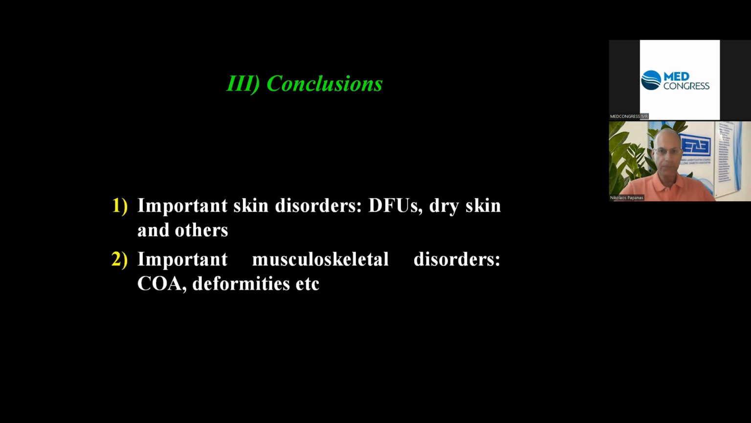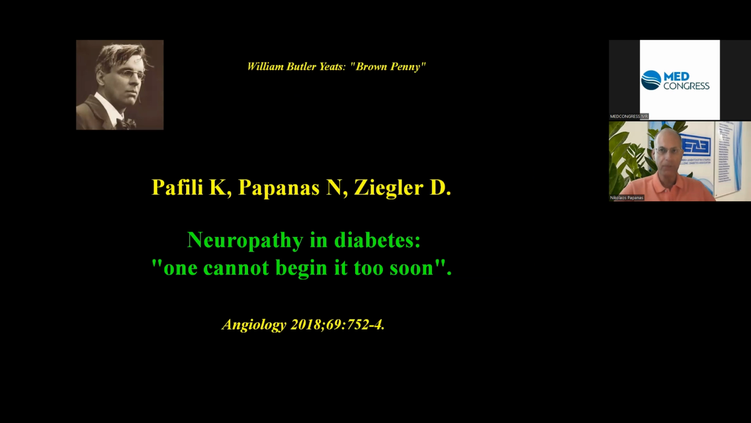So, to conclude, there are important skin disorders, and these are foot ulcerations, dry skin, and others. And there are important musculoskeletal disorders, including Charcot osteopathy and various deformities. And all these speak to the importance of neuropathy, which has various manifestations. Some are well known and some are not. And one of the other reasons why neuropathy is very important is that we now know that it is not only a late complication of diabetes, but may occur very early, that is to say, during the first 12 months after diagnosis of diabetes, or even in pre-diabetes.